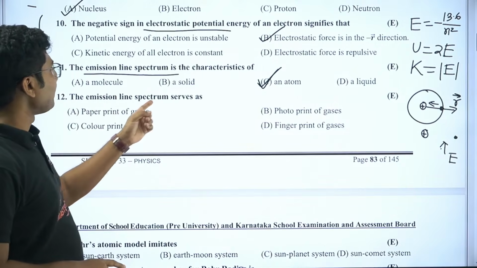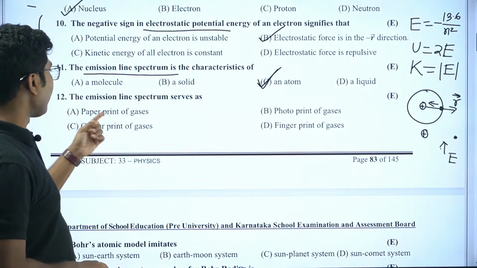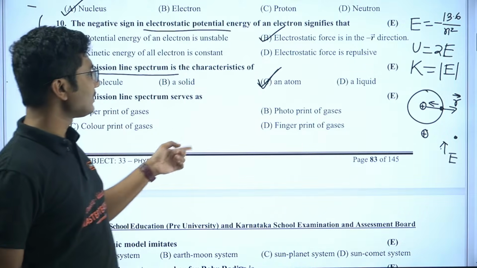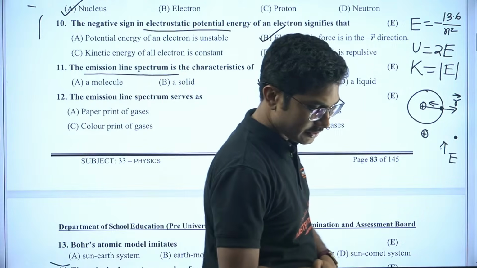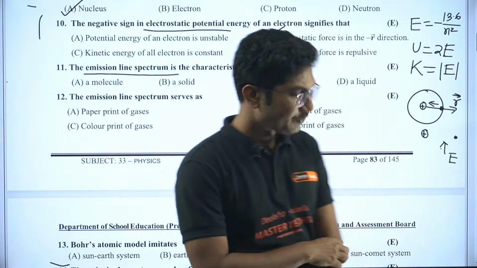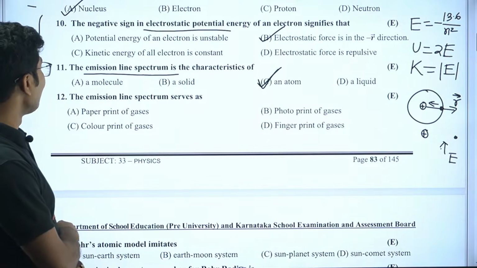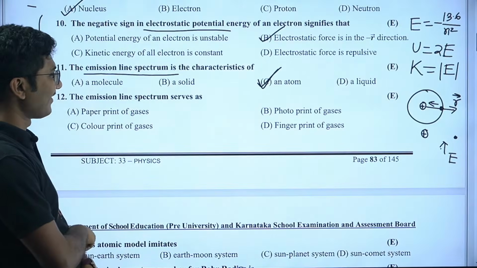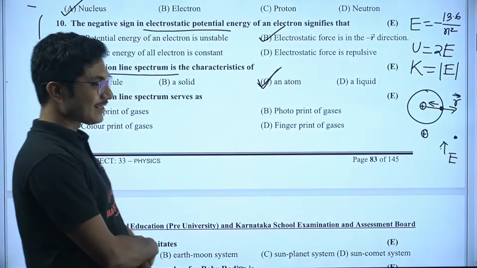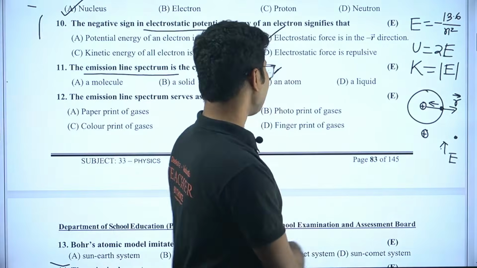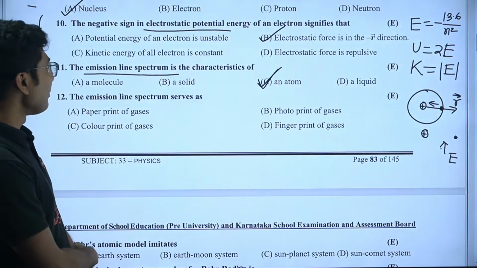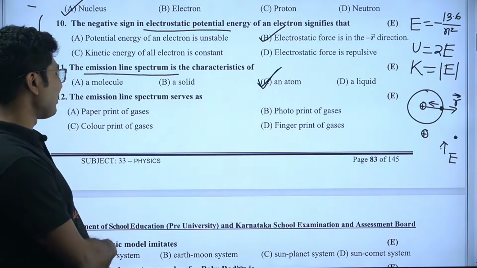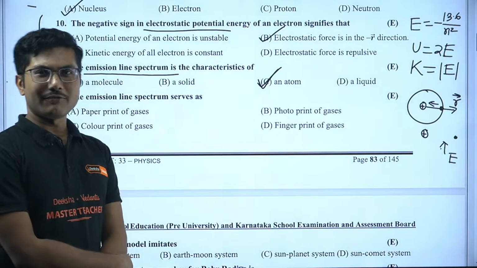The emission line spectrum serves as paper print of gases, photo print of gases, color print of gases, fingerprint of gases. Let's see who can answer question number 12. The emission line spectrum serves as paper print of gases, photo print of gases, color print of gases, fingerprint of gases.